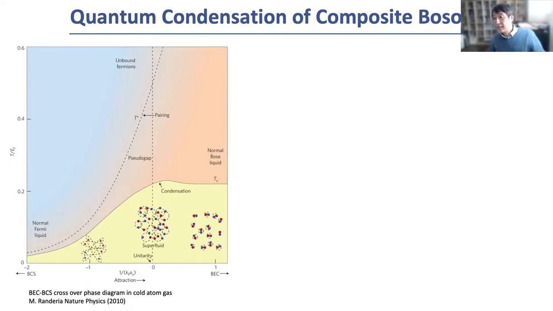So one of the ideas that we had is, can we actually realize this in a condensed matter system, such that we can control the bosonic constituents? This idea has been around for a while, and there are many condensed matter systems.